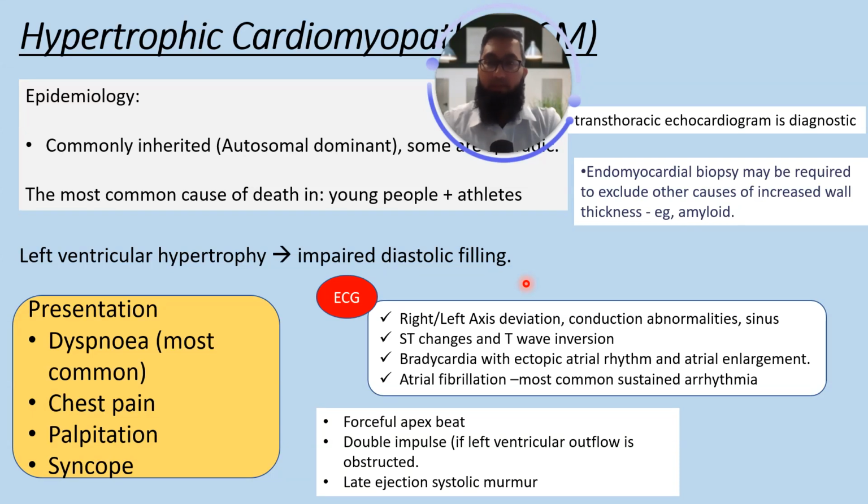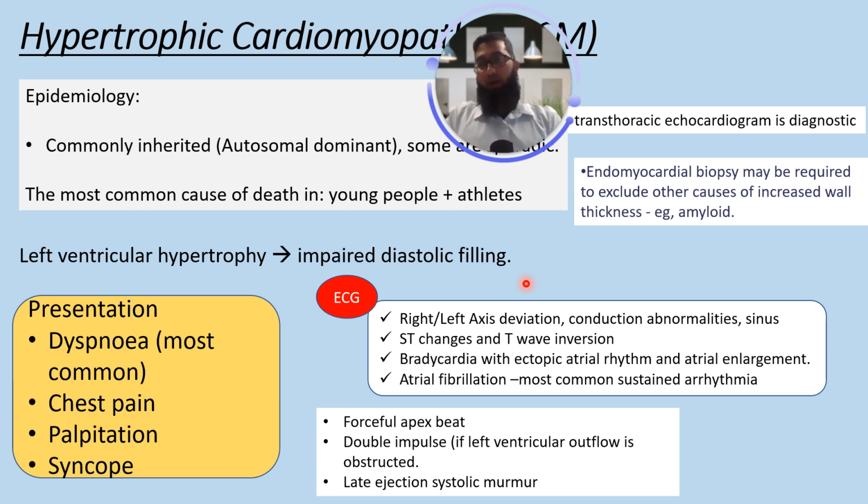Hypertrophic cardiomyopathy is a commonly inherited autosomal dominant disorder. You have to memorize it's autosomal dominant. Some of the cases are sporadic. This is the most common cause of death in young people and in athletes, and that is really important for the exam.